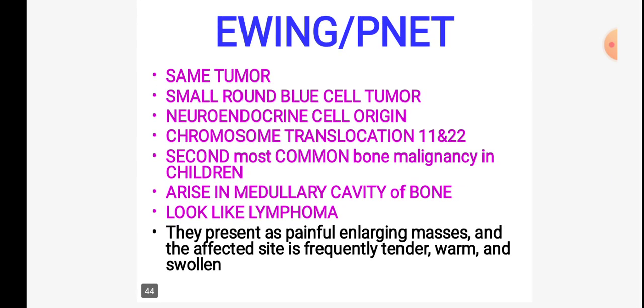An important one, easily asked in the exams, Ewing sarcoma or primitive neuroectodermal tumors, PNET. A small round blue cell tumor, with these synonyms, of neuroendocrine cell origin, with chromosome translocation involving 11 and 22. It is the second most common bone malignancy in children. So it is commonly seen in children, the Ewing sarcoma, PNET. It arises in the medullary cavity of the bone and looks like lymphomas. They present as painful enlarging masses.